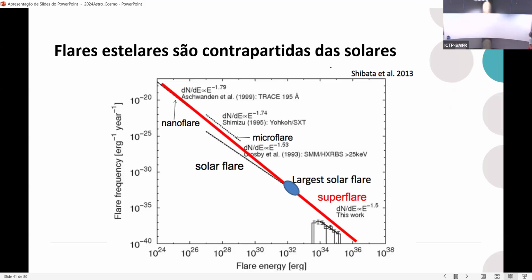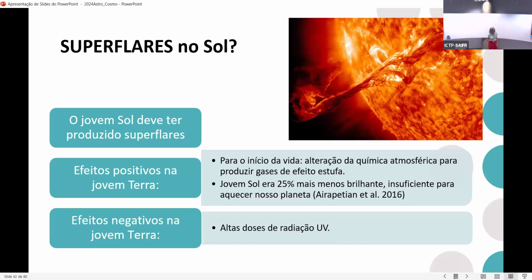And here's what these superflares that were detected look like, and here's the largest solar flare that is common in the middle. And they all seem to follow the same distribution. This is flare frequency as a function of energy. So apparently the superflares that we see in other stars are just higher energy parts of what we have on the sun.